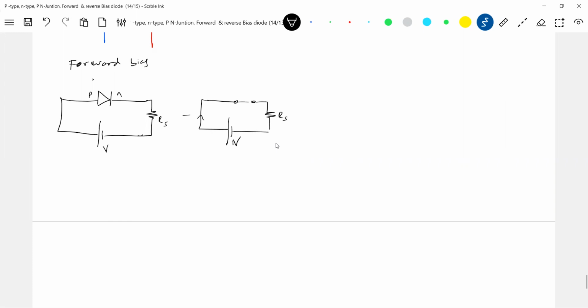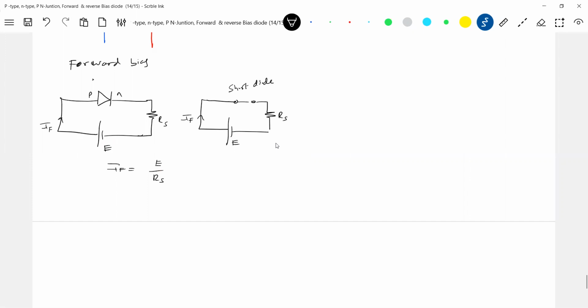Then what is the forward current? IF should be equal to E by RS. I'll write it as E, because we are familiar with E. This much only. Just leave it. So here, short circuit, ideal diode this is.